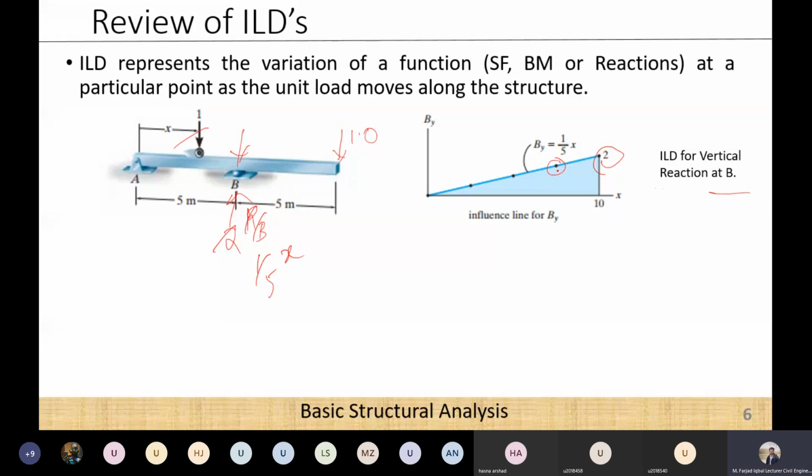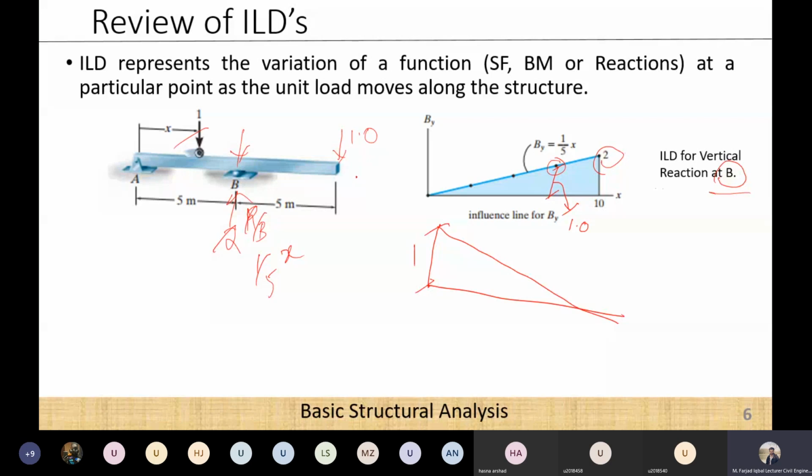And for the support reaction, as you can see in this one also, for the support for which we are developing the ILD, for example, in this figure we were constructing the ILD for reaction at B point, the value of ILD at B will always be equal to 1. Or if I was developing the ILD for the reaction at A, it would be something like this, but this value would be equal to 1. Okay. So this is true for all types of supports.